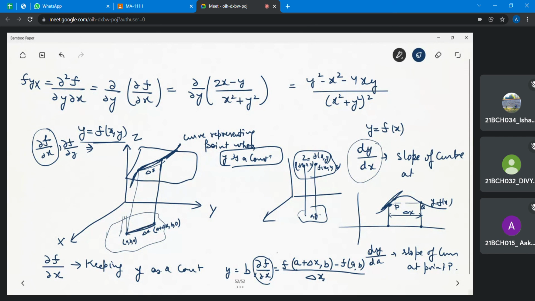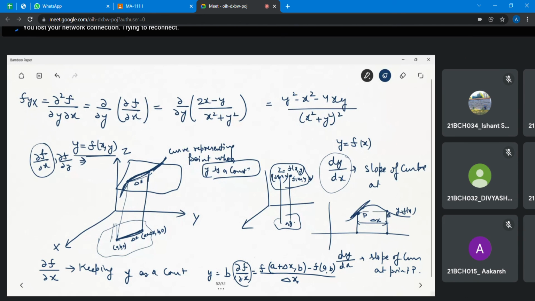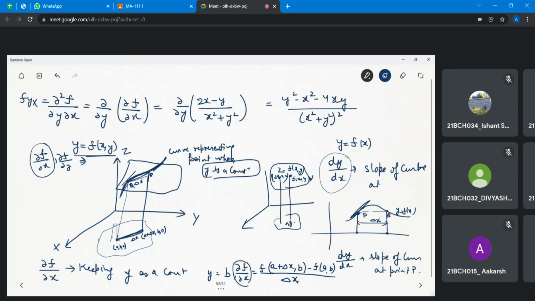So here, corresponding to this delta x increment, this is some point p. So this is representing the slope of the curve at point q, keeping y as a constant. Just as the derivative represented the slope of the curve there, here too the partial derivative with respect to x is also representing the slope of the curve at a point q.